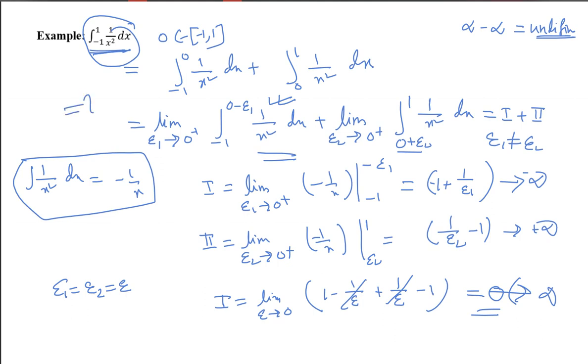Apart from this, any other problem? Sir, one doubt, sir. Yes, say it. 1 by 1 minus x squared is an even function. Sir, 1 by f(x) is an even function. Any doubt? Yes, sir.